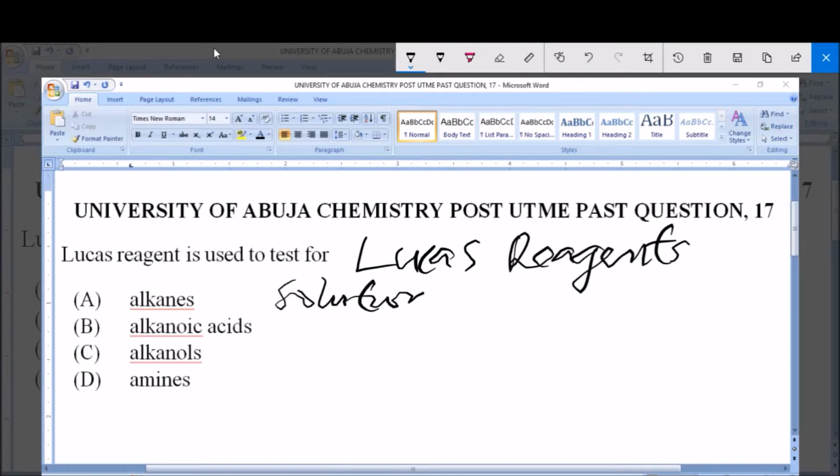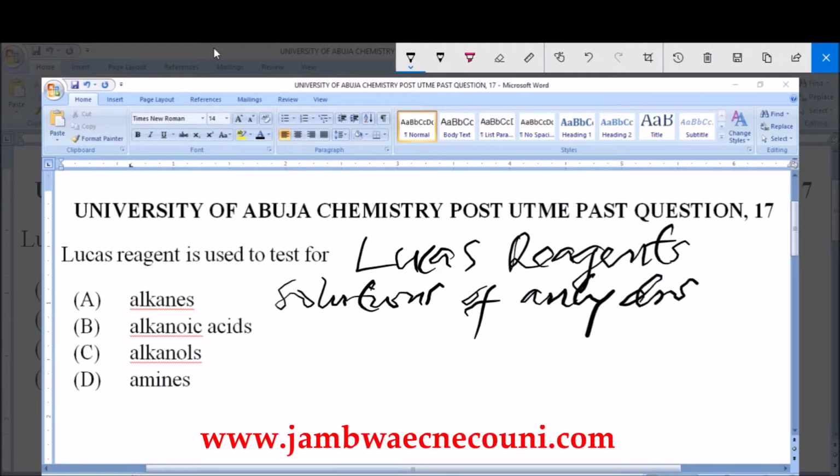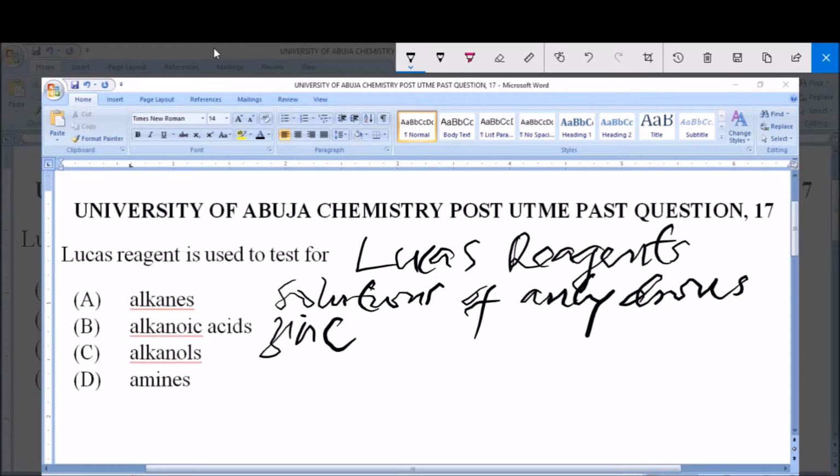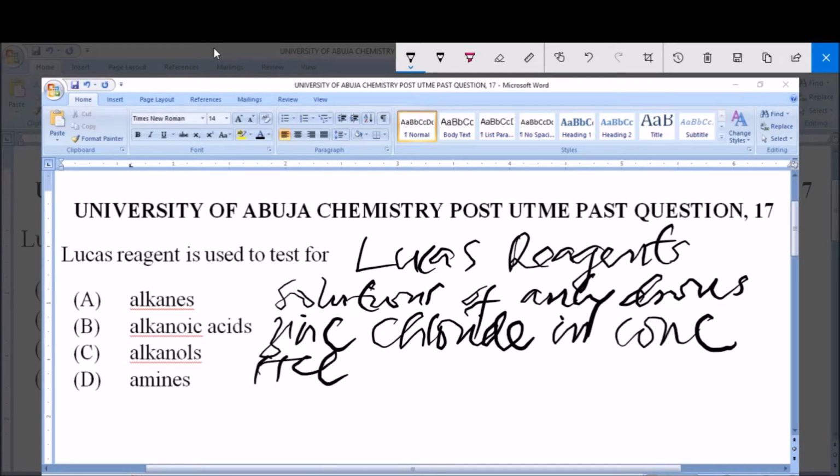They are solutions of anhydrous zinc chloride. Now, anhydrous zinc chloride solution in concentrated hydrochloric acid, in conc HCl, in concentrated hydrochloric acid. These solutions are called Lucas reagents.